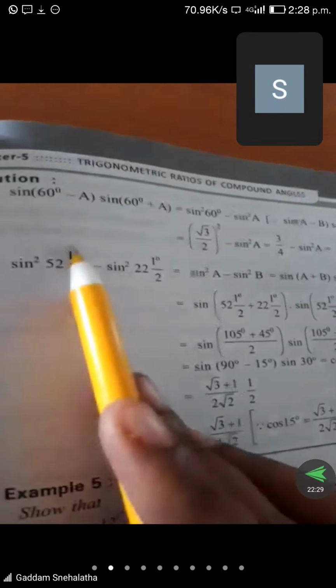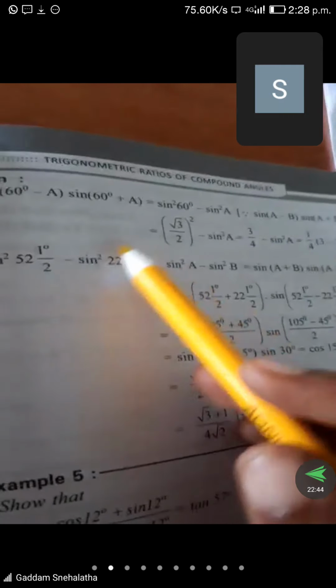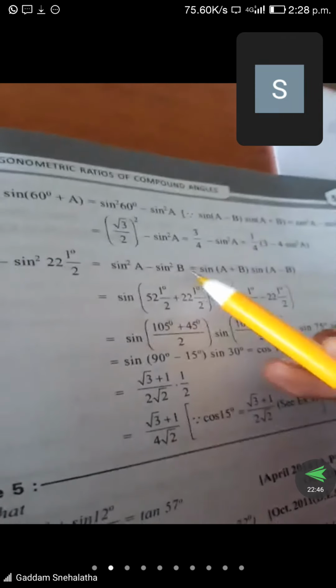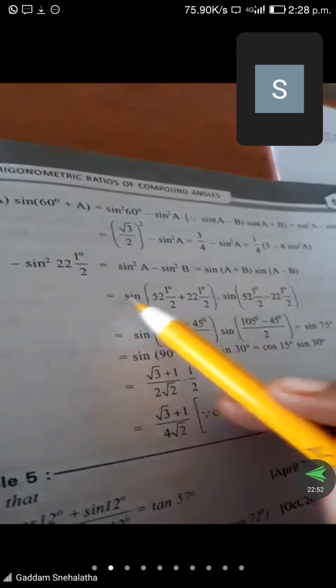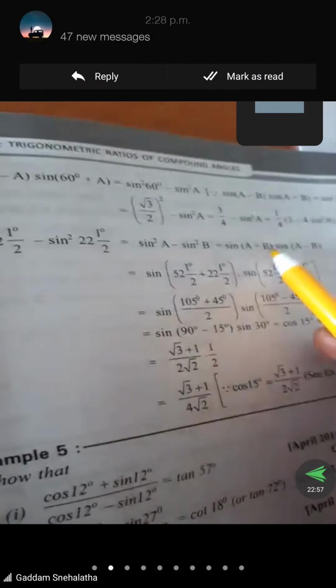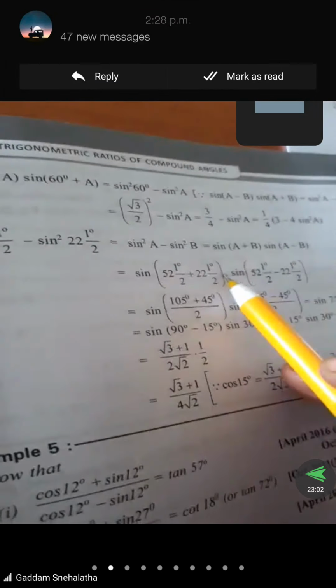So sine square 52 and a half minus sine square 22 and a half degrees is equal to, now it is in the format of sine square A minus sine square B. Here A is equal to 52 and a half, and B is equal to 22 and a half. Its formula is sine of A plus B into sine of A minus B. So A is 52 and a half plus B, which is 22 and a half, into sine of A minus B, so 52 and a half minus 22 and a half.